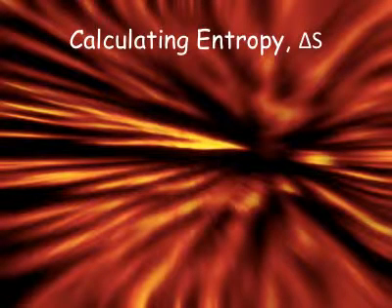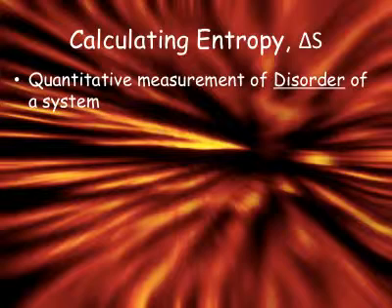Okay, so today we are actually going to learn how to calculate entropy. Yesterday we spent a lot of time learning what entropy was, so today let's figure out how to do a calculation with it. So first of all, what is entropy again? Entropy is a quantitative. What's quantitative mean? Amount. It's a specific numbered amount, right? So if I say 10 grams, I have a quantitative amount. So entropy is a quantitative measurement of disorder of a system.